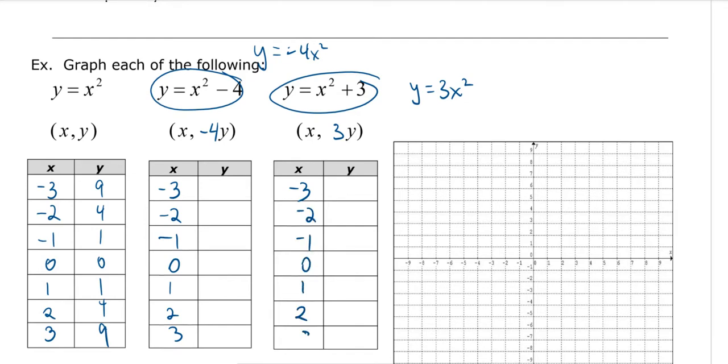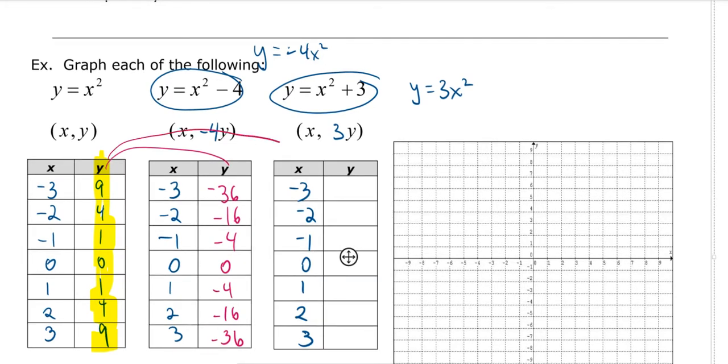And now we're going to take the y values, so these y values here, and I'm going to multiply them by negative 4 to this column over here. So here I'd have negative 36, negative 16, negative 4, 0, negative 4, negative 16, and negative 36. And then over here I would have to multiply these base function y values by 3. So here I have 27, 12, 3, 0, 3, 12, and 27.